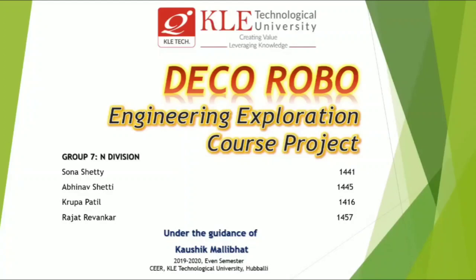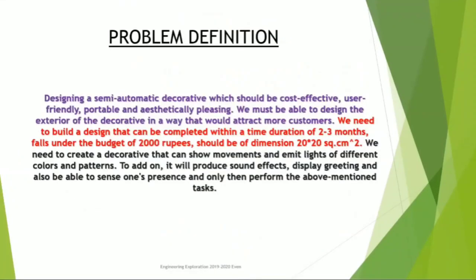So, this is the first step, which is the problem definition, which highlights objectives, constraints and functions. As you can see, objectives are in purple color, constraints are in red color and the functions are in black color.